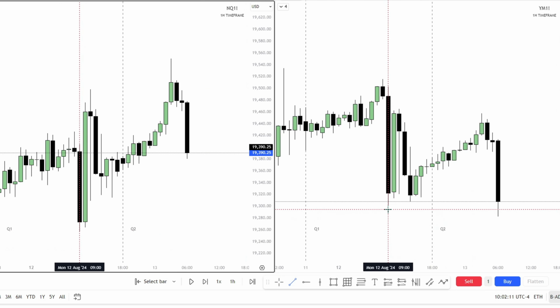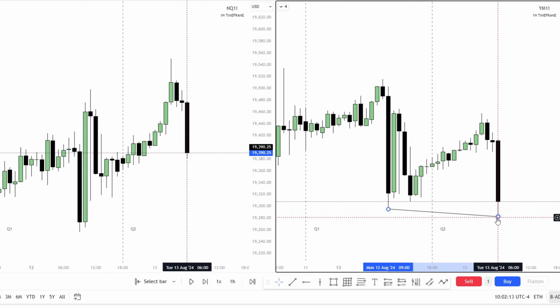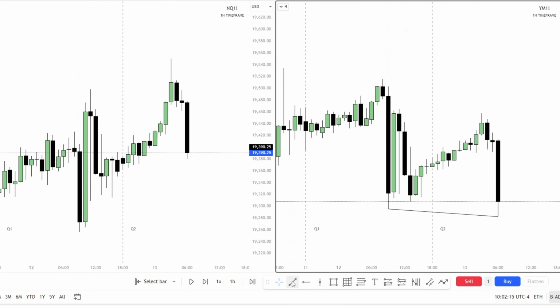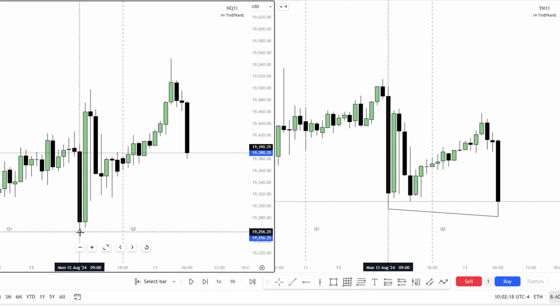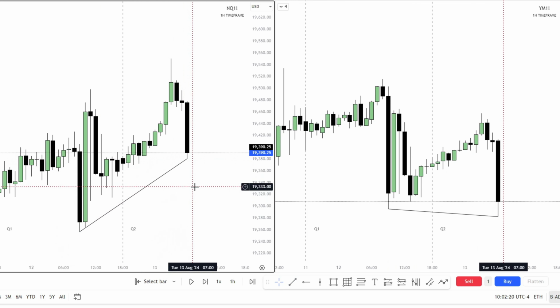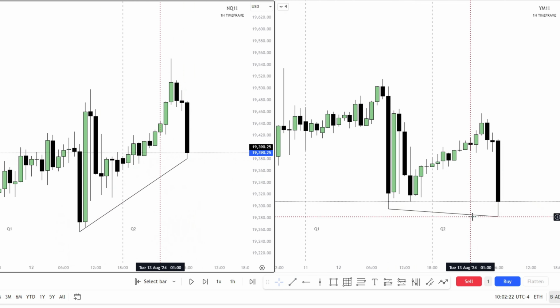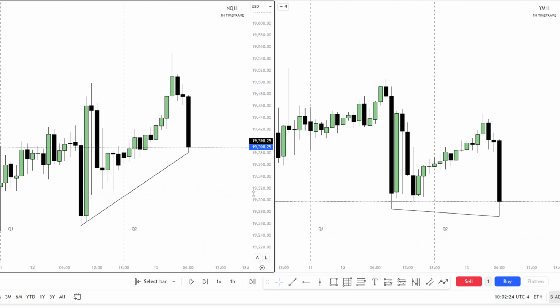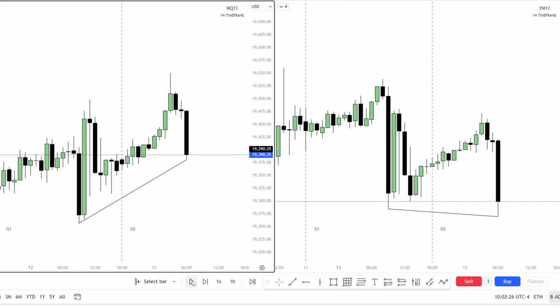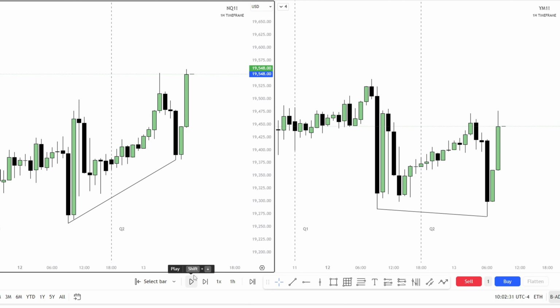As you can see, YM during Q2, Tuesday, ran below Monday's low. And if we take a look at NQ during Tuesday, you can see it failed to run below Monday's low. So YM is giving us that turtle soup, NQ is giving us that failure swing. And all we need to do now is wait for that first fair value gap to form after this sequential SMT.